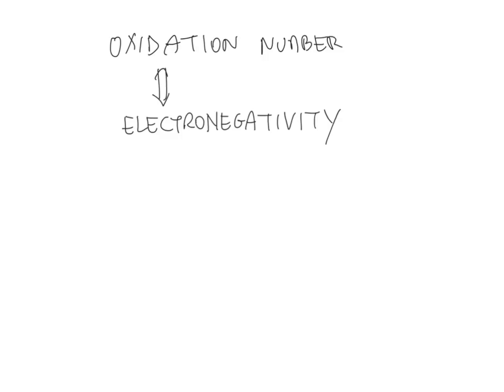So what is the oxidation number? The oxidation number is related to another concept of chemistry, the electronegativity. Electronegativity is a periodic trend and is the capability of an atom in a molecule to attract bond electrons. So we can consider this molecule, hydrochloric acid.